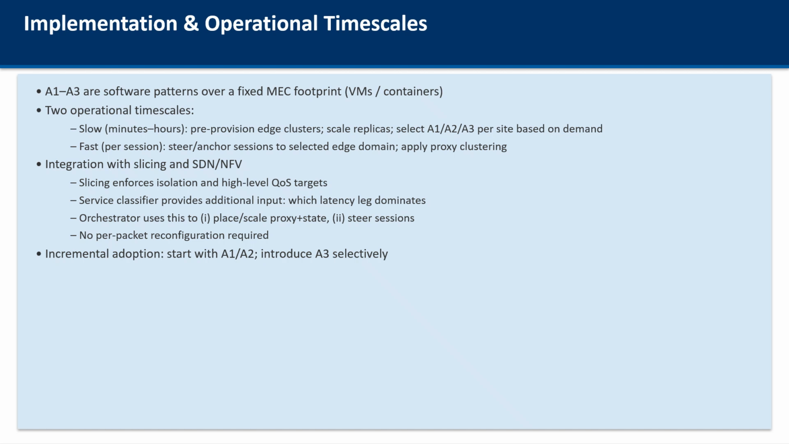Crucially, our framework is complementary to existing slice-based management. Slicing still enforces isolation and high-level QoS. Our service classifier adds a lightweight additional signal indicating which latency leg matters most. An SDN or NFV orchestrator can consume this signal to refine placement decisions. No per-packet reconfiguration is required, and operators can adopt the framework incrementally.